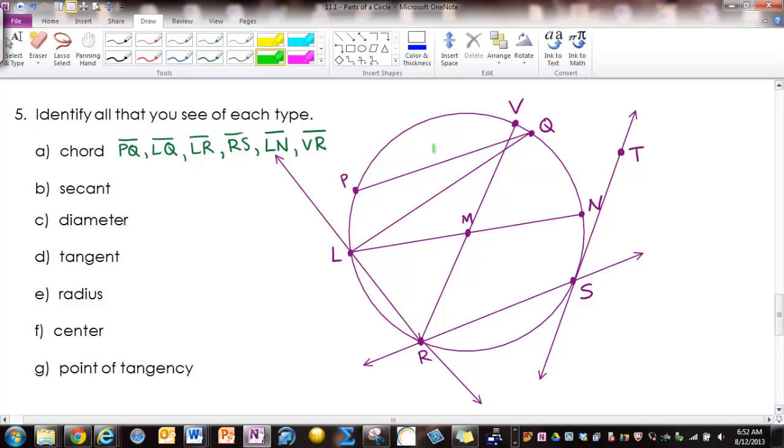Next, we want to name the secant lines. Now, secant lines look almost like chords, but they will be lines that go all the way through the circle and touch in 2 places. So the first one here is line RS, and the other one is right here, and it's line LR.